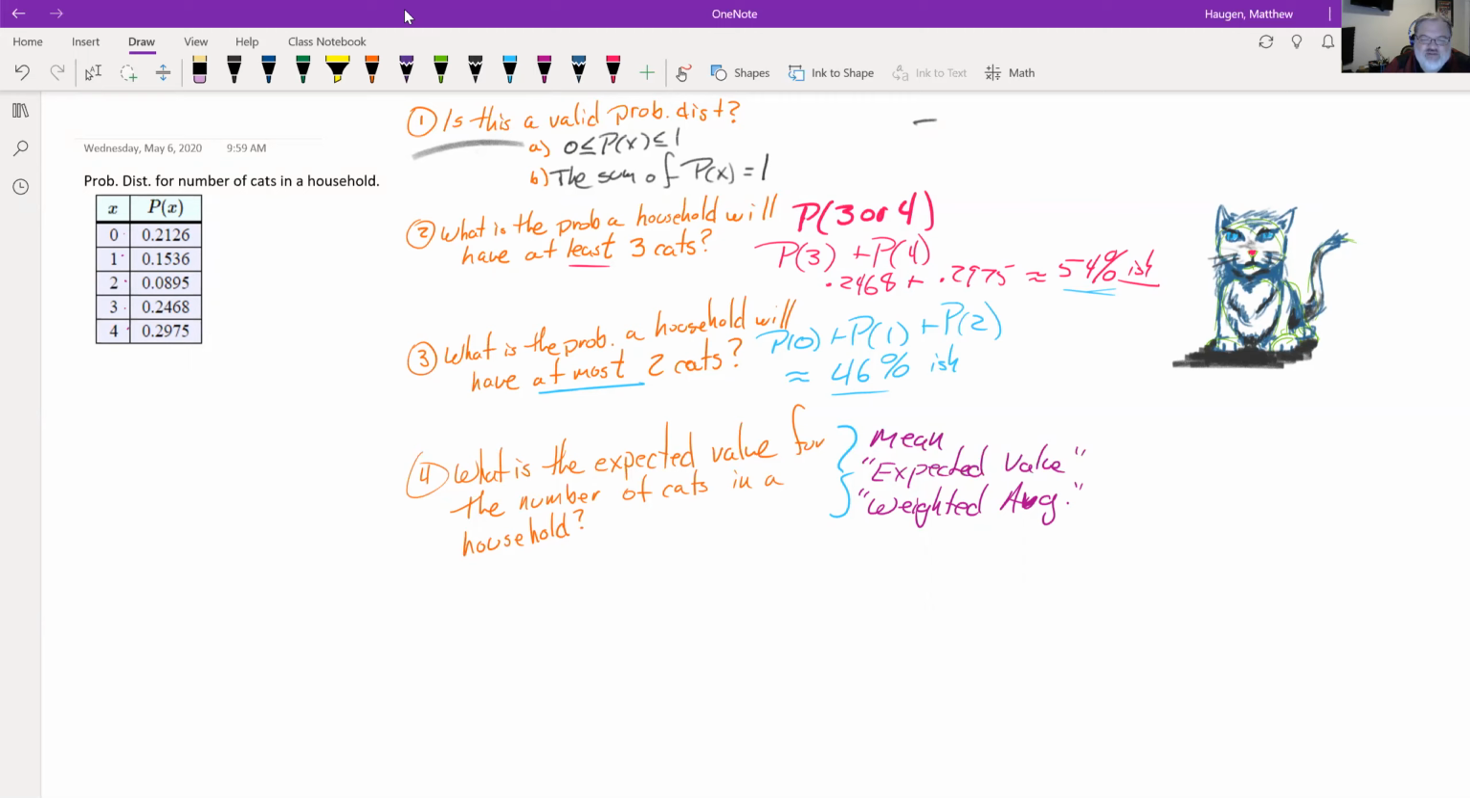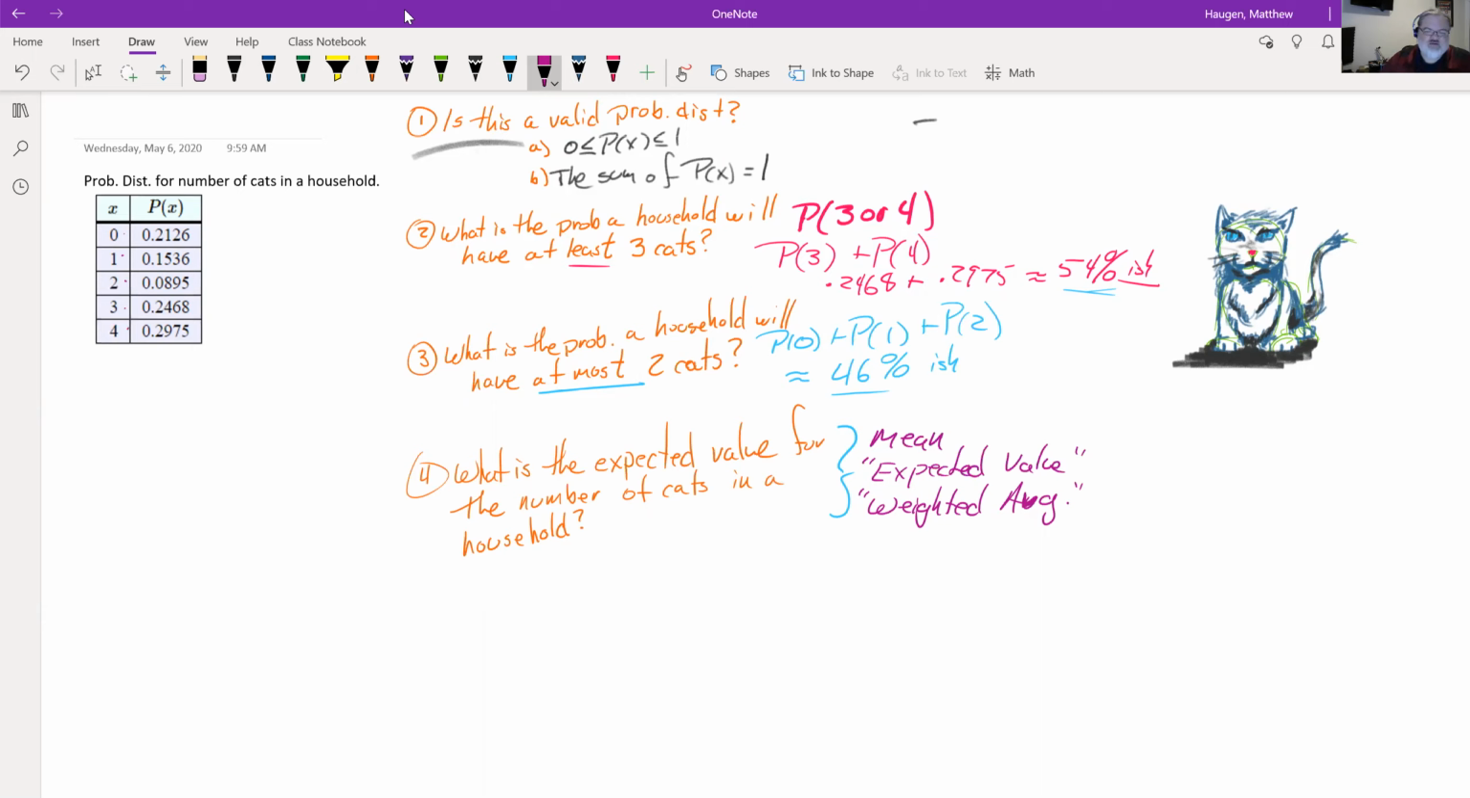So we want the average of these 5 values to be weighted by how often they occur. The problem with that is we don't know how often they occur. We don't know how many households had 2 cats. We don't know how many households had 1 cat. We just know the proportion. Luckily, that's all we need to know.